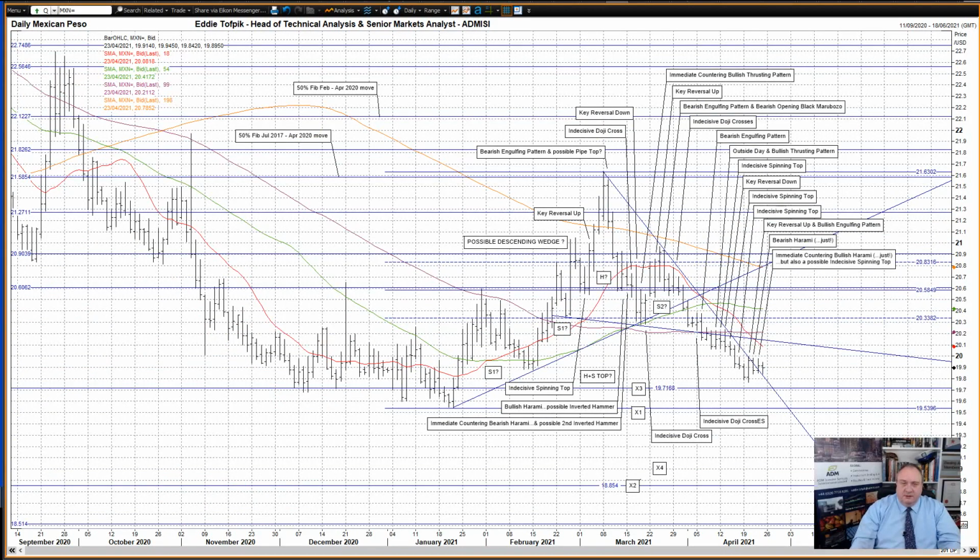US dollar against the Mexican peso. Yesterday was an immediate countering bullish harami, though only just, which could also be seen as a possible indecisive spinning top. Yes, it is all getting a bit complicated now, as the market challenges the important early March to date downtrend, currently at 19.8288. Yesterday was the first close above it.